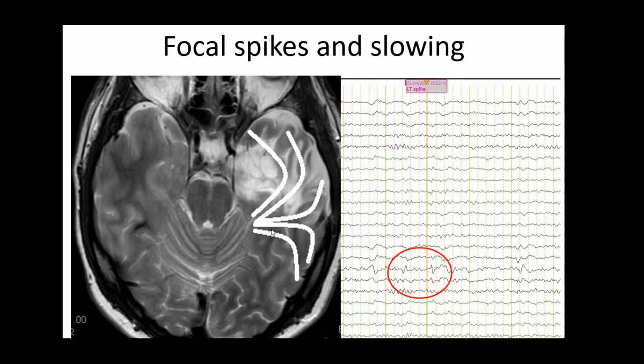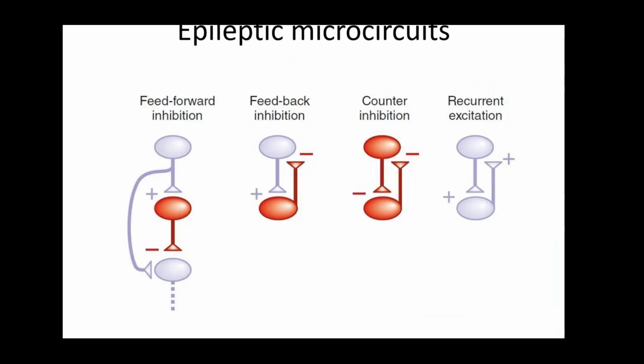So why is this hypersynchrony happening? This hypersynchrony happens because there are some problems with the microcircuits of the brain. These microcircuits are very important to determine the control of the regulation of the brain activity. And there are 4 types of dysfunction of the microcircuit that are prone to develop epileptic activity. We have feed-forward inhibition, feedback inhibition, counter inhibition, and recurrent excitation. All right.